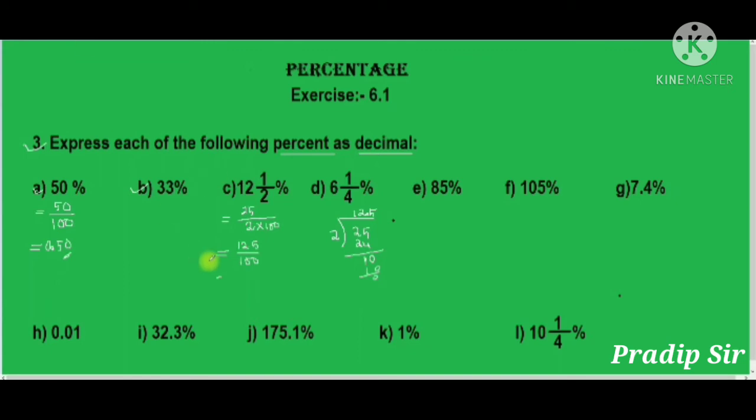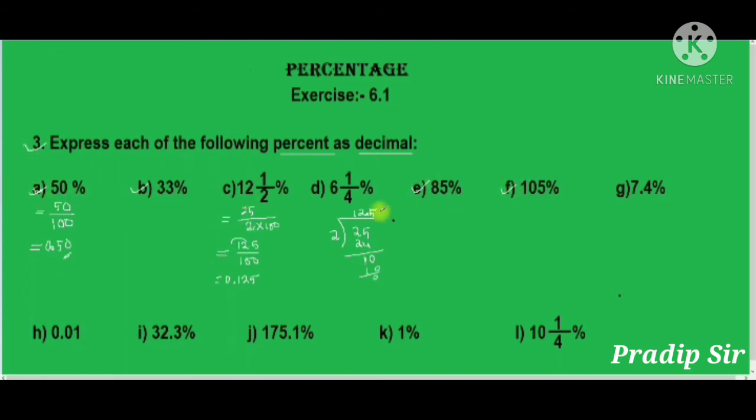Now from 12.5, the decimal point will move to the left by 2 digits. So the decimal will come before 2 digits. So we'll write 0.125, that means now a total of 3 digits came before. Okay, hope you understood this one. So this way we will convert into decimal form.